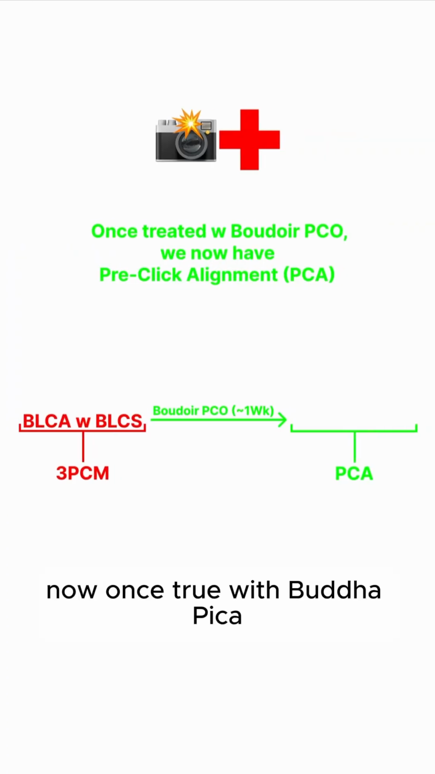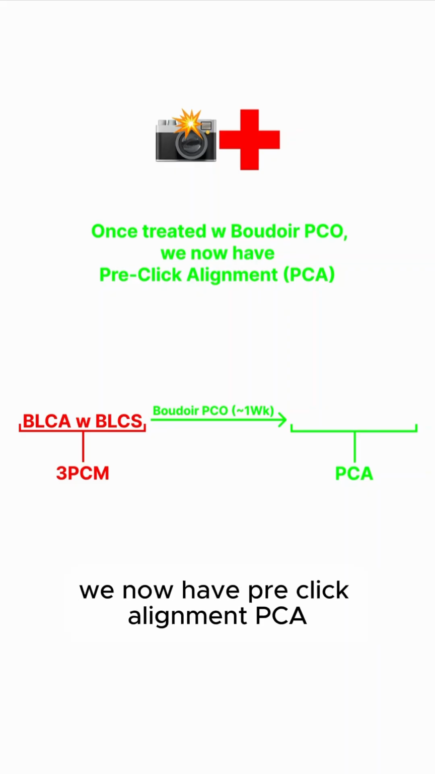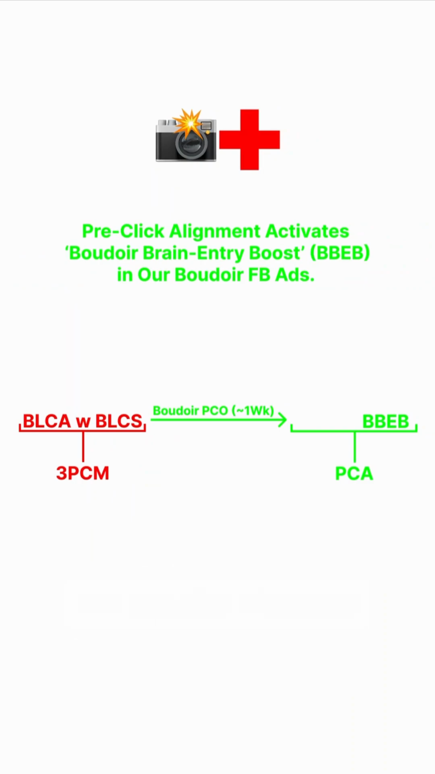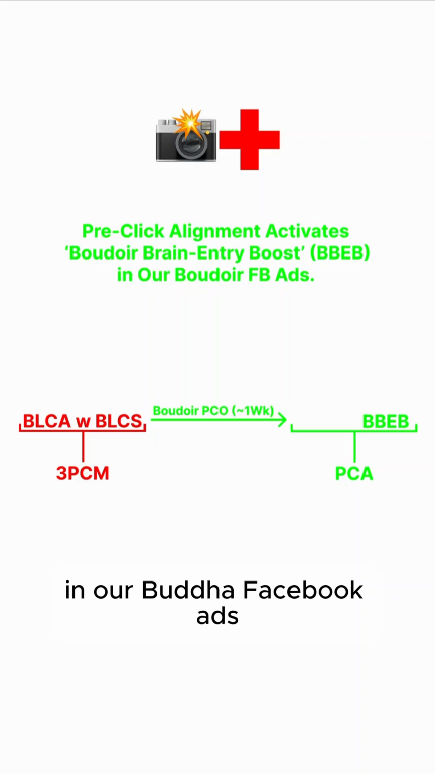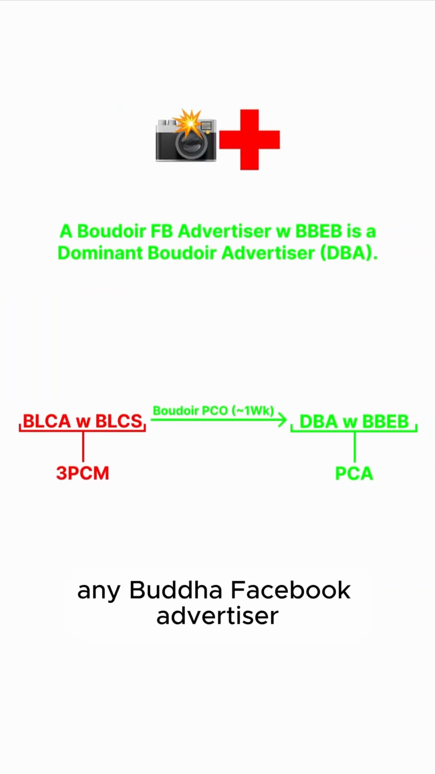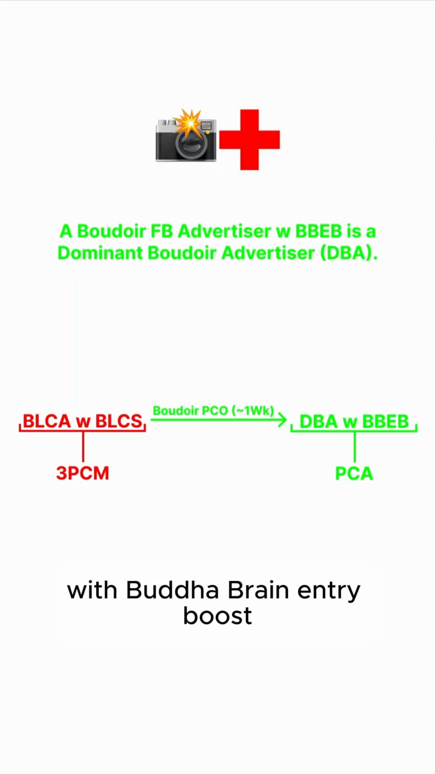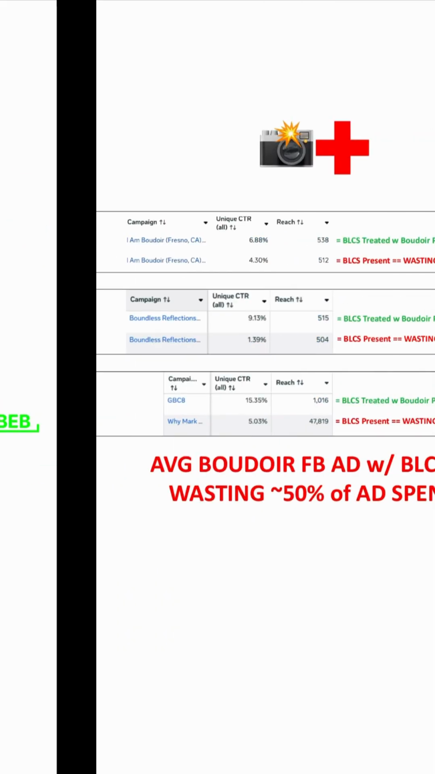Now, once treated with Boudoir Pico, we get rid of the 3 pre-click mistakes. We now have pre-click alignment, PCA. And pre-click alignment activates Boudoir brain entry boost in our Boudoir Facebook ads. Basically, we got our unique CTR above 6%. And a Boudoir Facebook advertiser with Boudoir brain entry boost is a dominant Boudoir advertiser, a DBA.